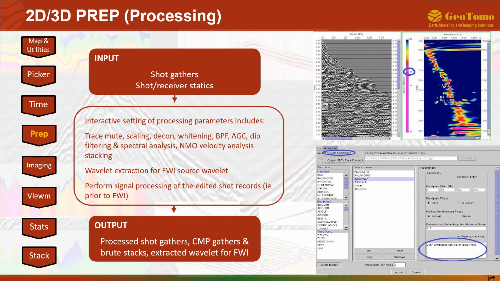Prep contains a wide selection of 2D and 3D signal processing tools, and users may interactively build a sequence of processing steps with selected parameters, up to NMO velocity analysis and CMP brute stacks, providing a very convenient QC of near-surface models. Wavelet extraction and signal preparation for FWI is also performed in the Prep module.